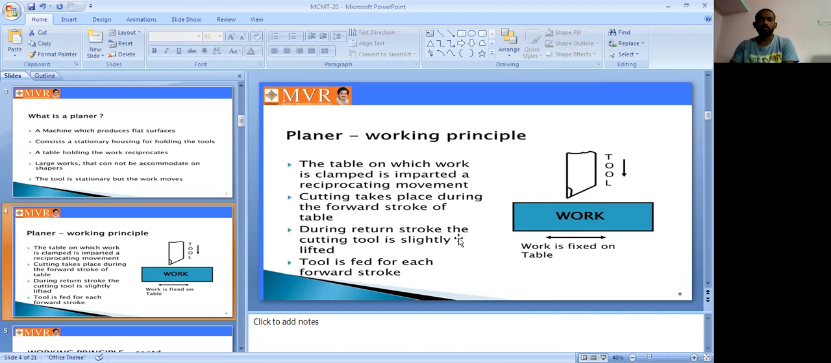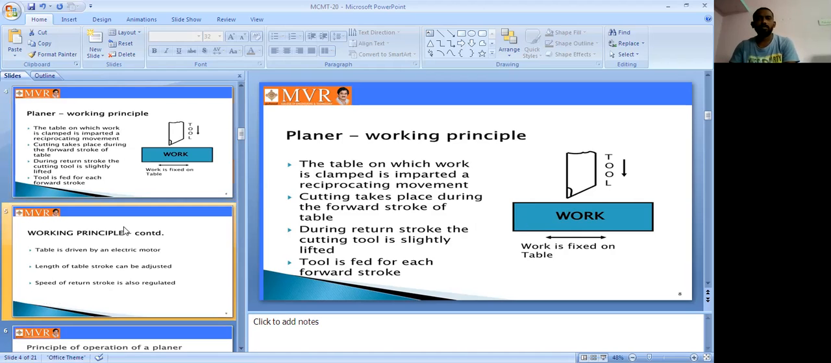Next, the tool is fed for each forward stroke. In previous machines like slotting machines, the tool is held by the tool holder, and the tool holder is fed by the ram. But here the tool is fed for each forward stroke. So that is one of the working principles.